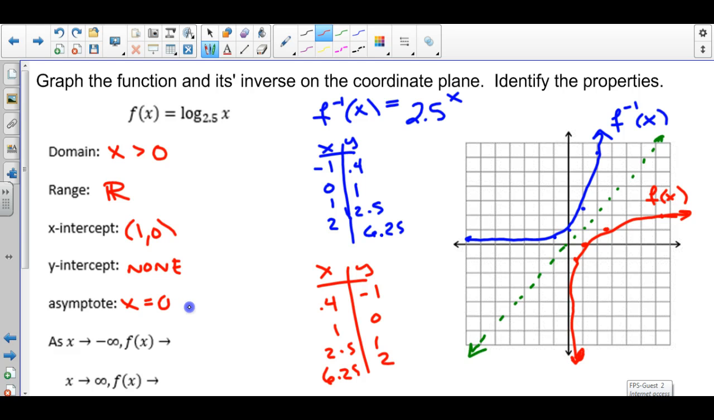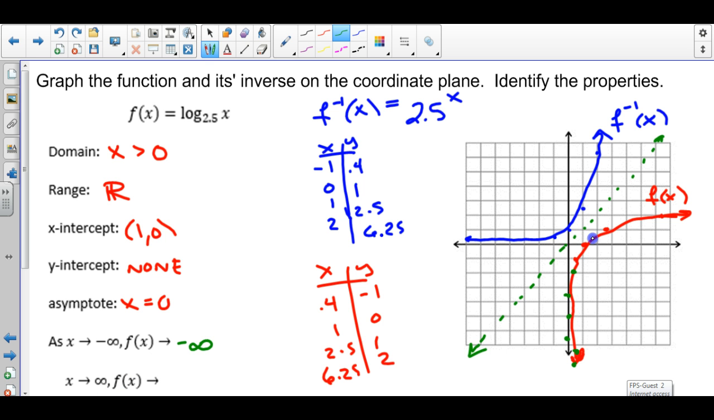So the last little two bits at the bottom, as x approaches negative infinity, so again, we're looking at the red curve, basically as we move more and more to the left. So all of these points here, what's happening to the y value? If you were to write out all the coordinates here, you'd see that your y's are getting smaller and smaller. So f of x is approaching negative infinity.